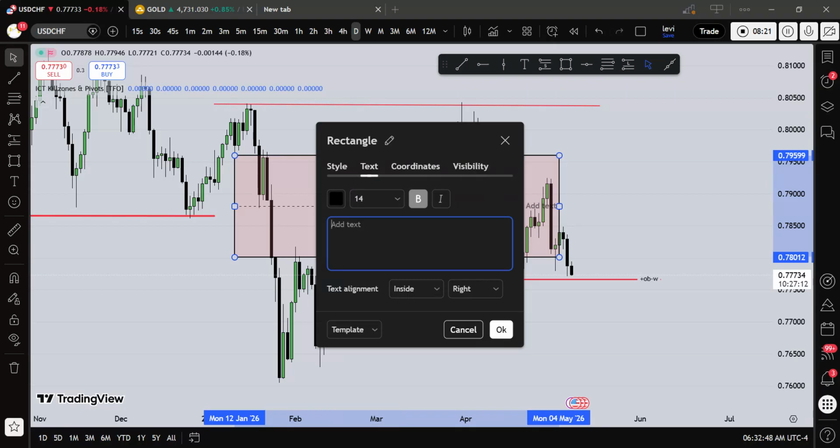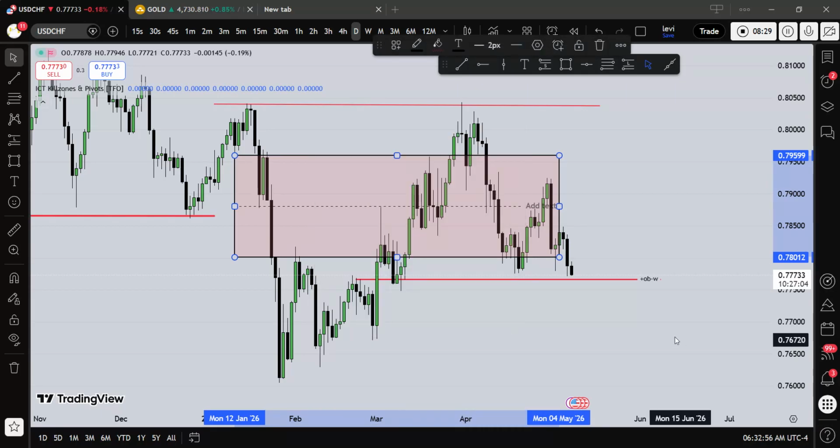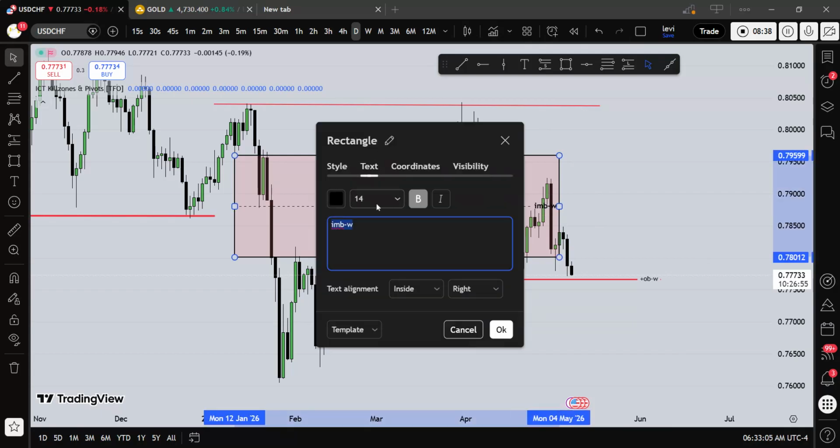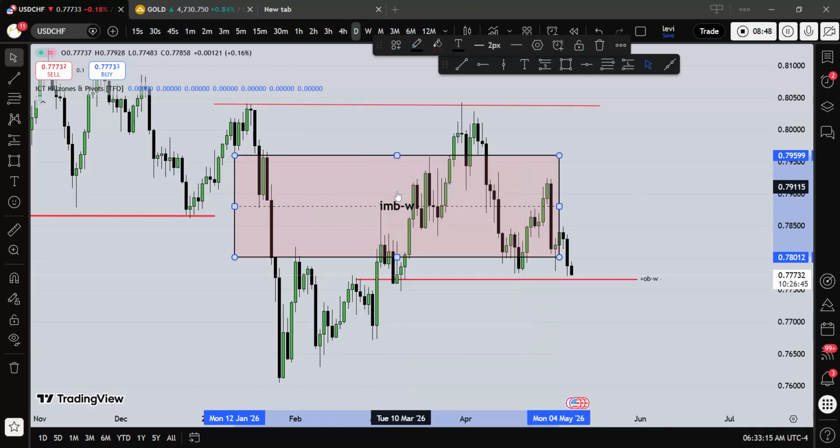Let me say this imbalance, weekly chart. So we hit that weekly imbalance, right? Yeah, can make it bigger. Let's put it in the middle, in the center. So now we know that this is the imbalance from the weekly chart.